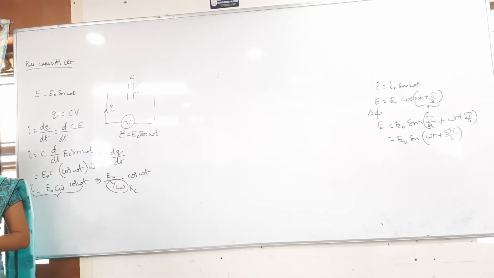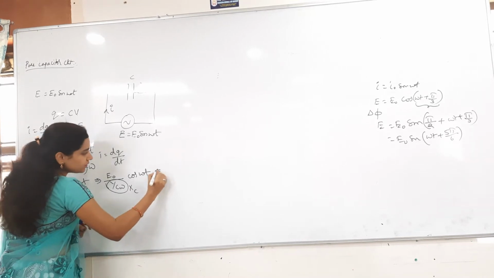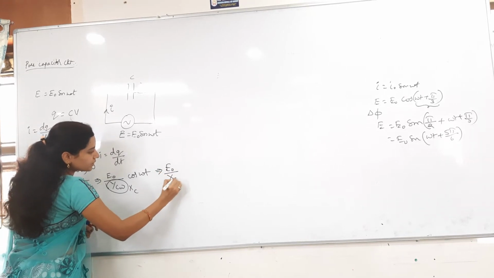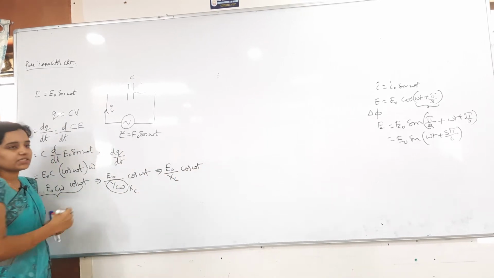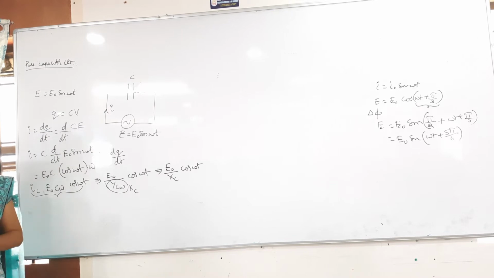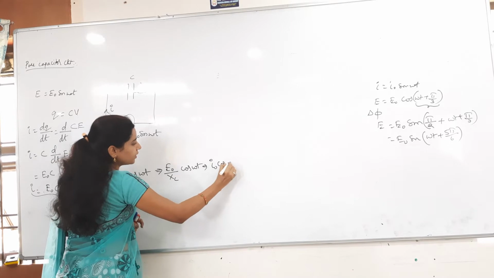In a resistor that is R, in a capacitor that is XC. Entirely new methodologies will be there, you have to understand that properly. XC is just reactance only, the resistance offered by whom here? The capacitor. XL means resistance offered by the inductor. Now this is E naught by XC into cos omega t. Voltage by resistance, what is that? Current only, right? So this is I naught cos omega t.